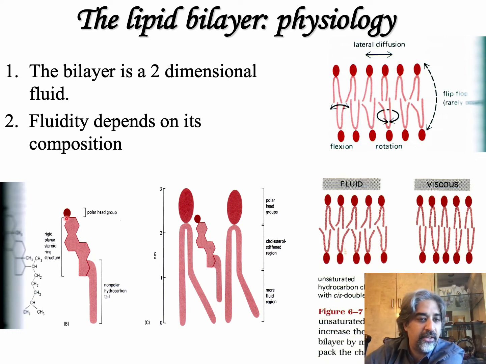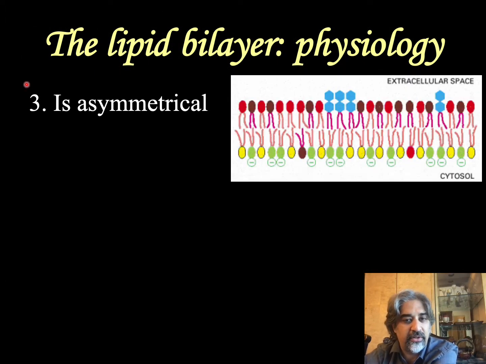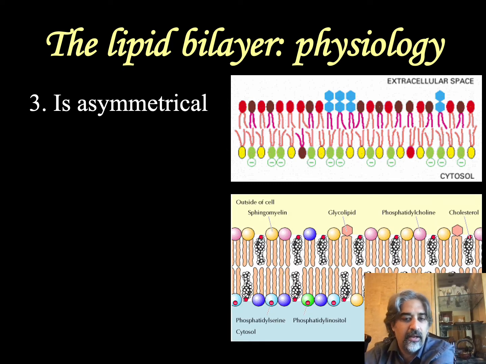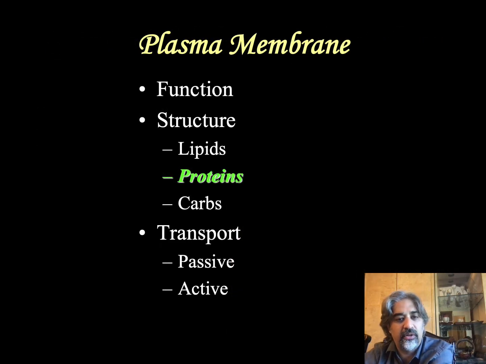Another thing is that cholesterol, when it gets in between the phospholipids, can contribute to the fluidity, and sometimes it can contribute to it being less fluid depending on temperature. The lipid bilayer is asymmetrical, so there's lots of glycolipids on the outside, there's charged stuff on the inside, and sometimes there's interaction with proteins on the outside as well versus on the inside. It serves as a solvent for membrane proteins, which is where we're going to go next.